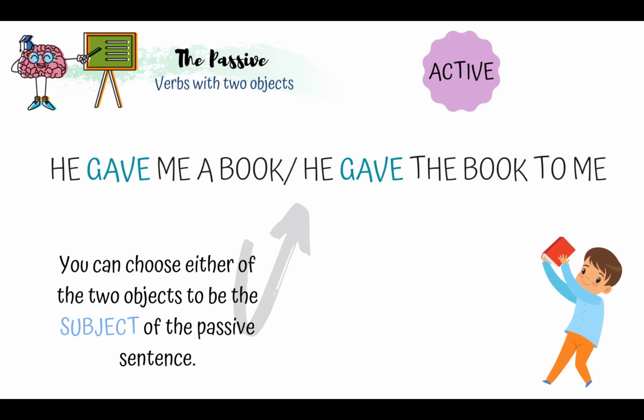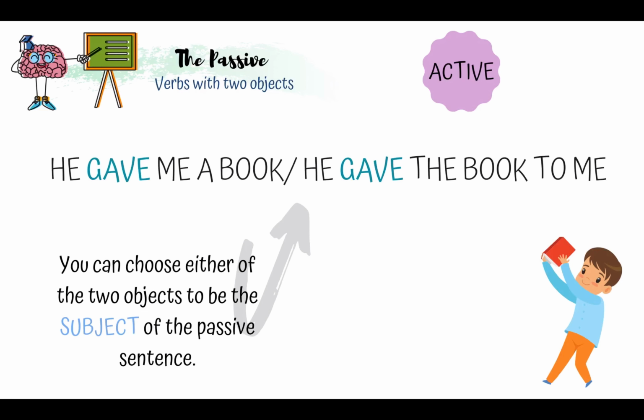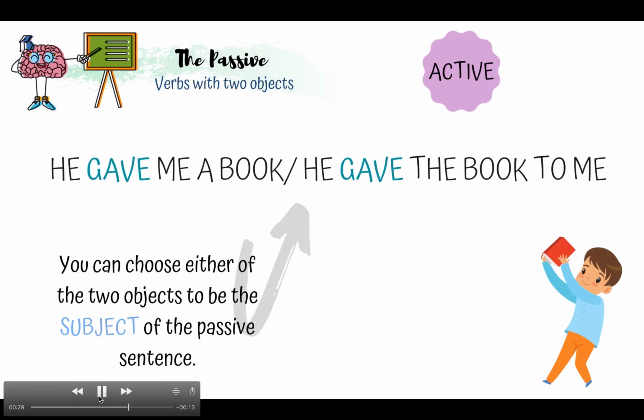So, for example, the verb to give. Here you've got two sentences. He gave me a book, or he gave me the book. These are both active sentences. Now, you can choose either of the two objects to be the subject of the passive sentence. So, let me show you what I mean by that.